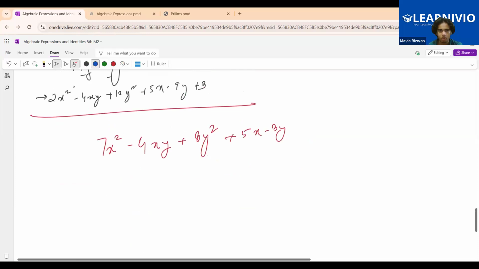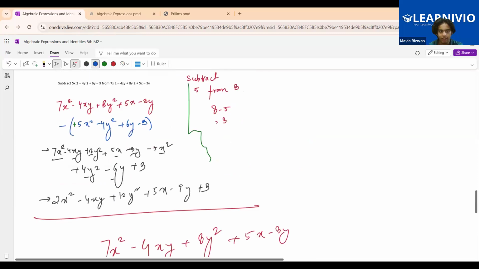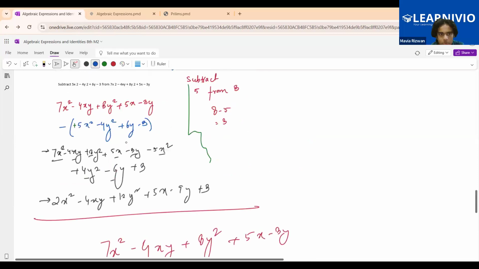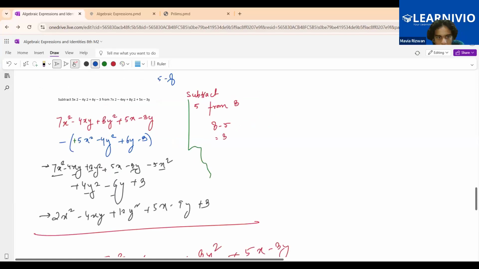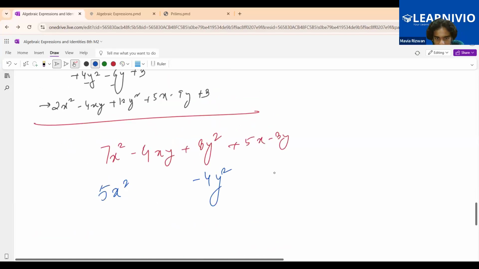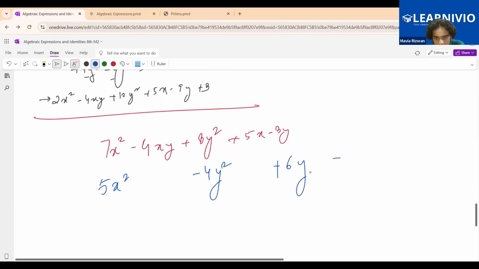So see 5x square, it would come under the x square term. So 5x square here, then minus 4y square. The y square term is here, so it was minus. Minus 4y square, then plus 6y. So plus 6y, the y term is here. Minus 3. Minus 3 would come outside as there is no term inside.